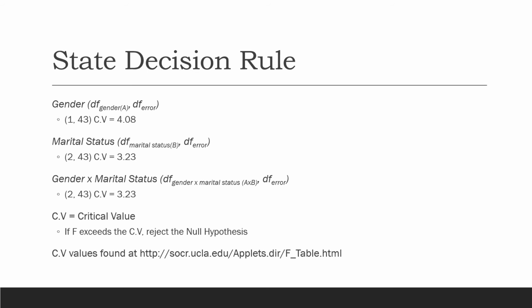And the critical value is: if the F value that we find in our calculations exceeds the CV, then we can reject the null hypothesis. If it does not exceed the CV, then we cannot reject the null hypothesis.